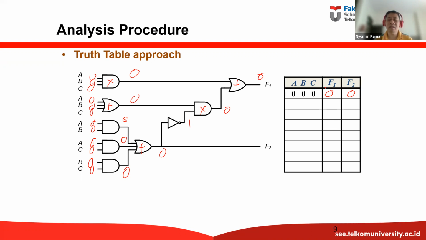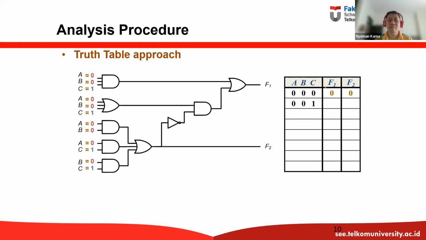Now the next combination is 0, 0, 1. And 0, 0, 1, it will become something like this. 0 times 0 times 1 is 0. And then 0 plus 0 plus 1 is 1. 0 times 0 is 0. 0 times 1 is 0. 0 times 1 is 0. The addition is 0. So F2 is 0. And then F1 is 1.